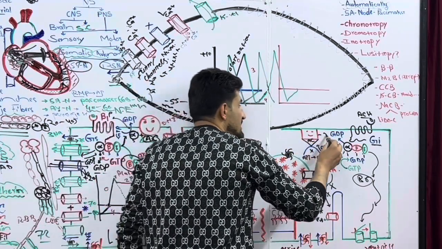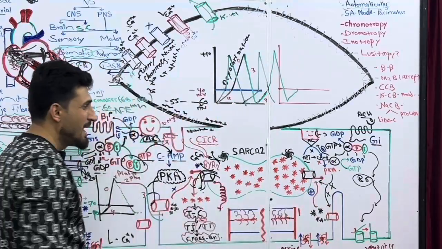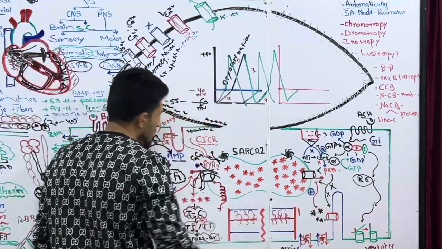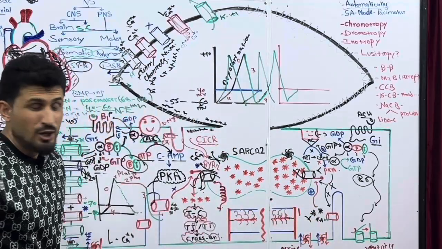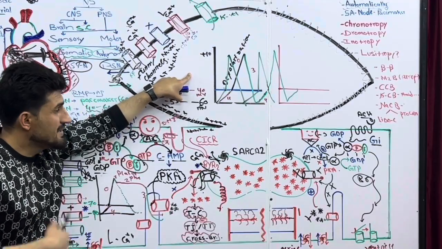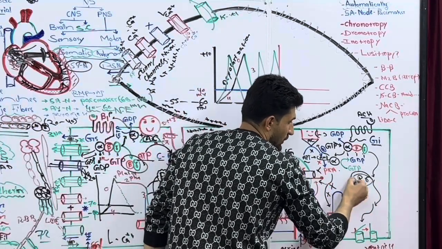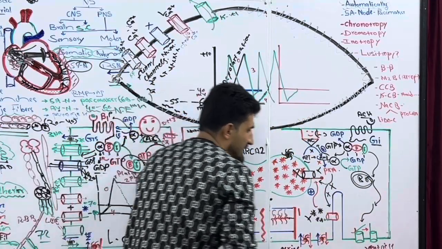So when you inhibit adenylyl cyclase, it cannot convert ATP to cyclic AMP. When you don't have cyclic AMP, you cannot activate protein kinase A. When you don't have protein kinase A, you cannot activate the ryanodine receptor. You cannot activate these calcium channels. So it causes the heart rate to be decreased. Okay, it means it decreases the heart rate. Got it?